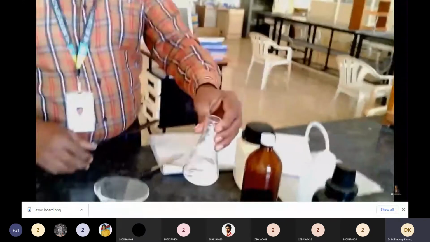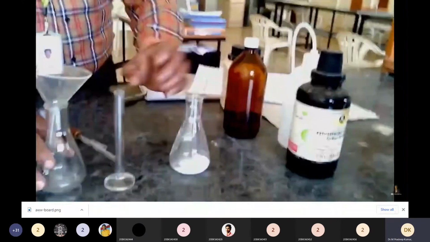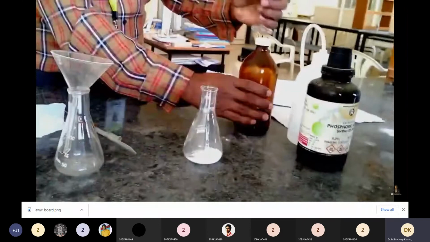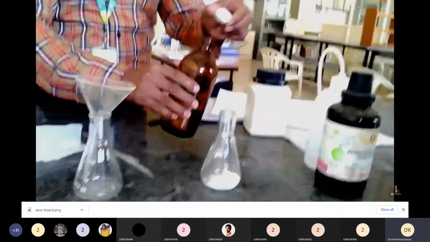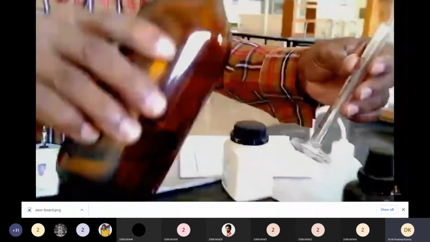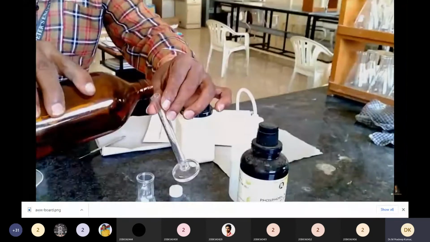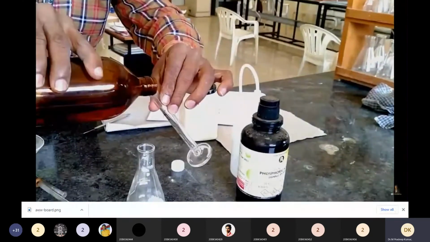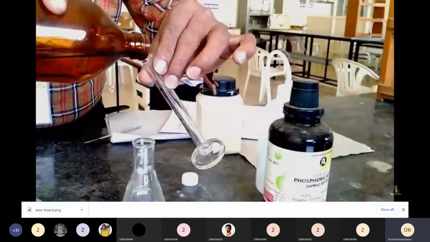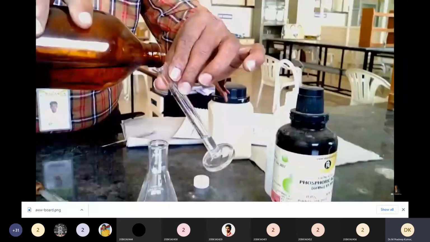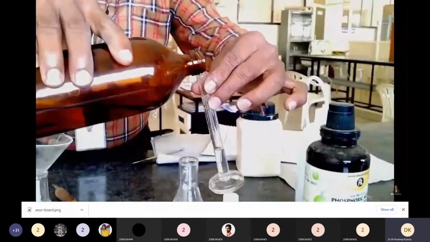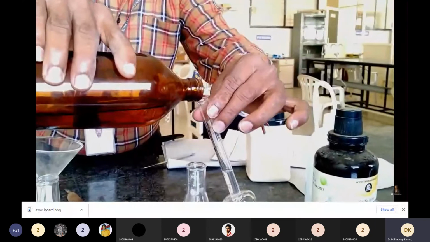Now to it add 5 ml of acetic anhydride, exactly 5 ml. This is the 5 ml measuring jar. You have to take it carefully, because this is an acid.